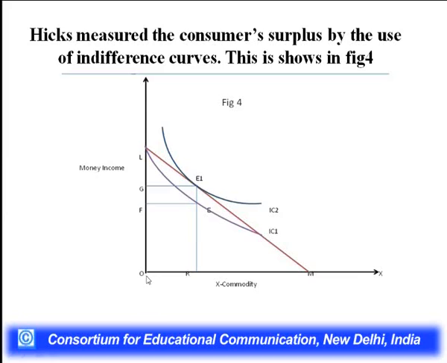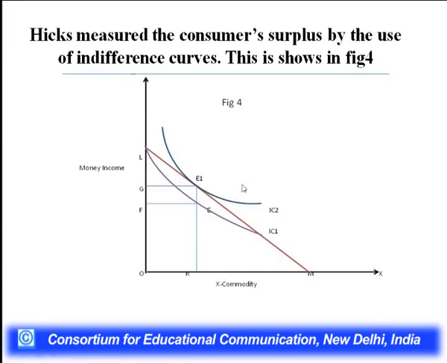At point E, the consumer is willing to buy OR of the commodity, and for that he is willing to give up LF units of money income. And when he goes to the market, he finds that the price line is LM, because he comes to know that the price is OL upon OM, and now he can go on to the higher indifference curve IC2, and equilibrium is at E1. So now he is paying LG units of money for OR units of the commodity. He was willing to give up LF, but actually he has to pay only LG units of money. So GF is the consumer's surplus. So this is the measurement of consumer surplus with the help of indifference curves.